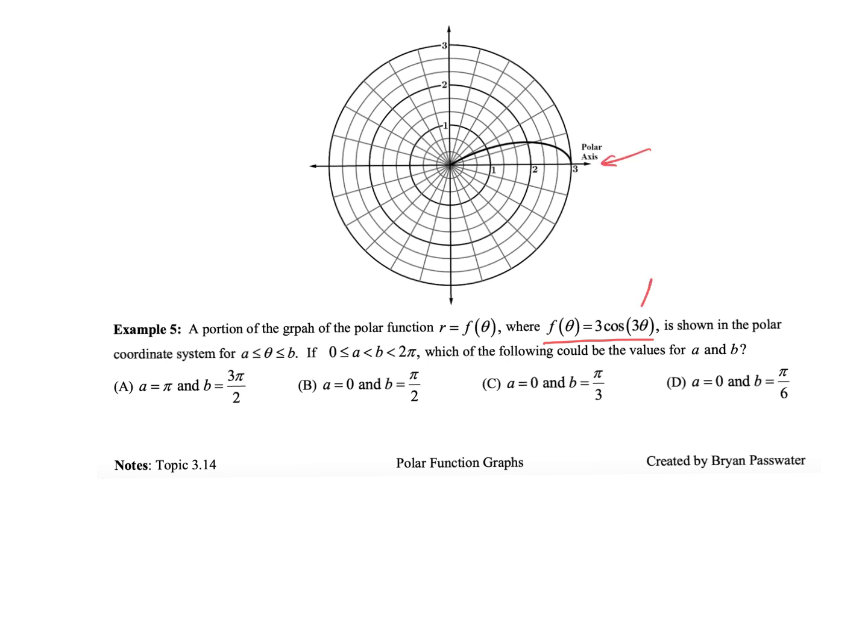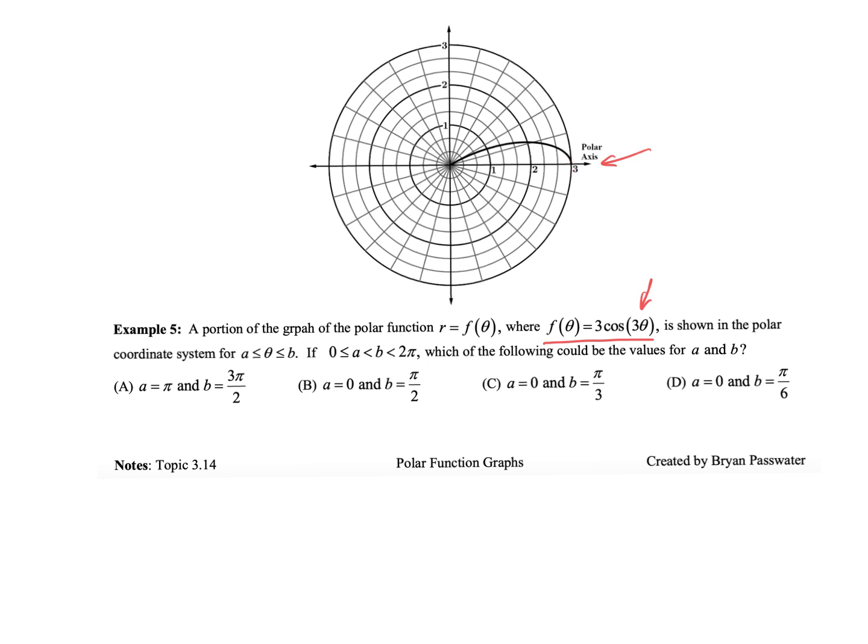Now, how many petals is it actually going to have? 3. It's going to have 3 petals. However, all I care about is half of that one petal. And so this is where theta equals 0. So theta is equal to 0 here. Does everybody agree with that?